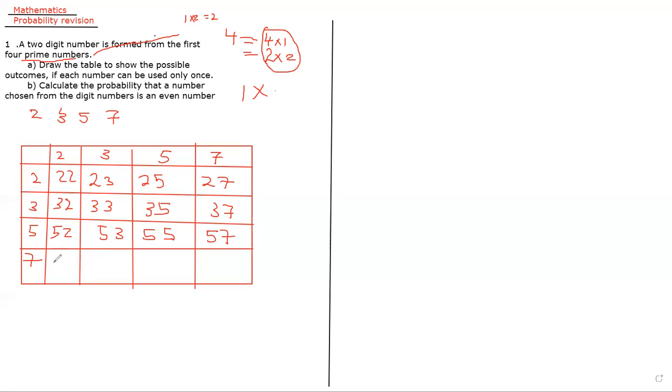So that is 55, 57. Then here we'll have 72, 73, 75, 77.